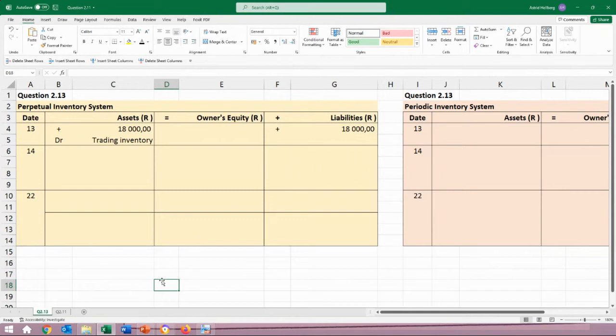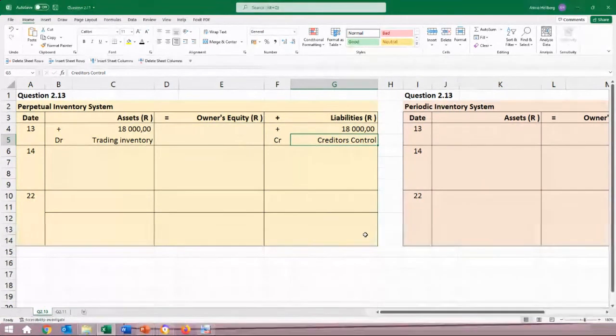Okay, I'm going to help you out here. So when we buy something on credit, we credit our creditors control. And the reason we call it a creditors control is because that account is a summary of all of our creditors' balances. Okay, so it's not only one specific creditor, it is all of them. Okay, so that's the first transaction.